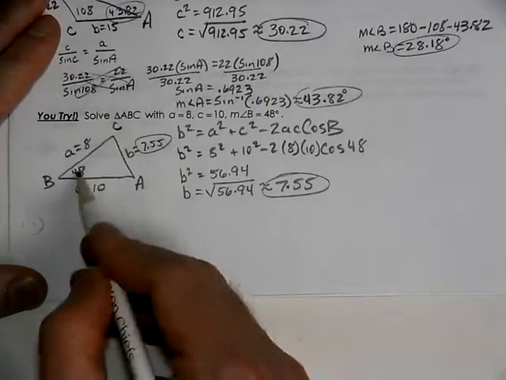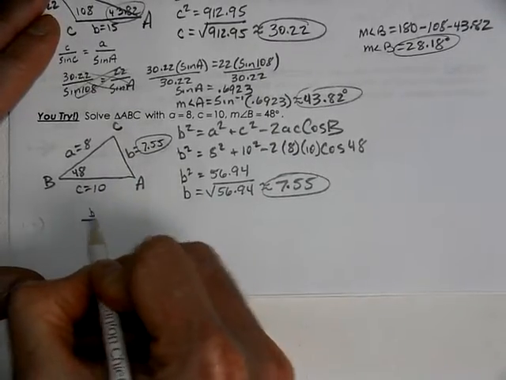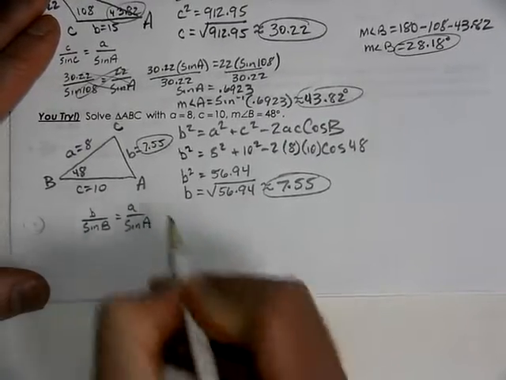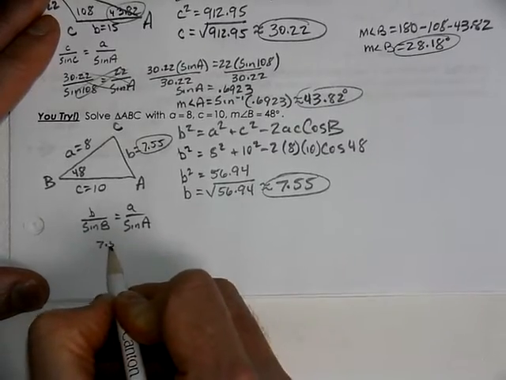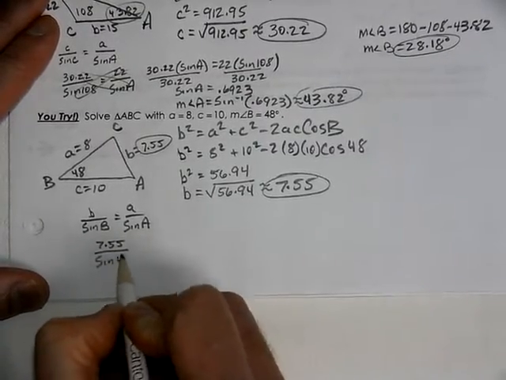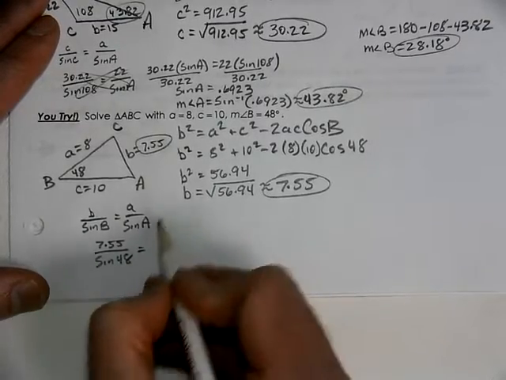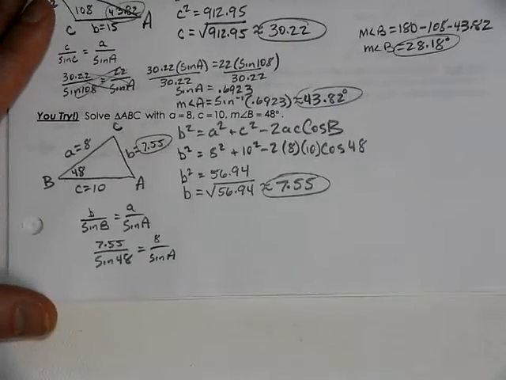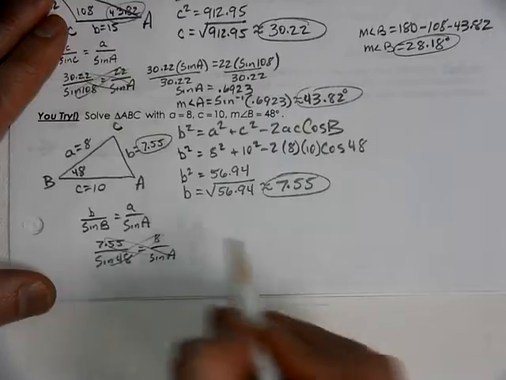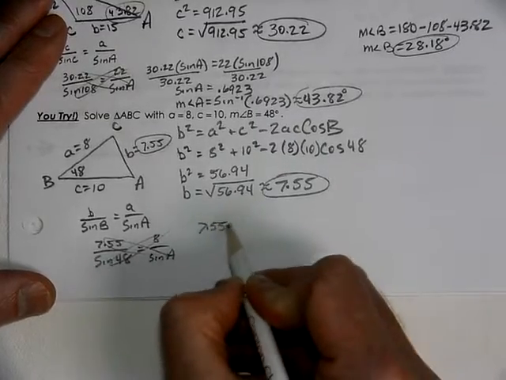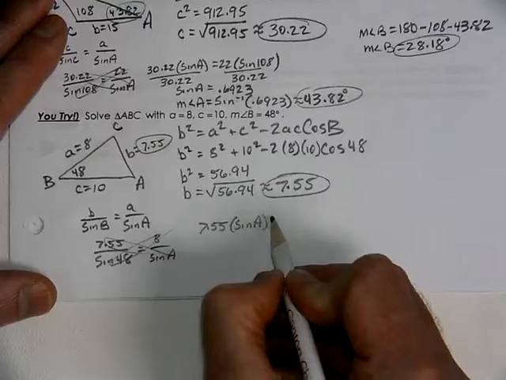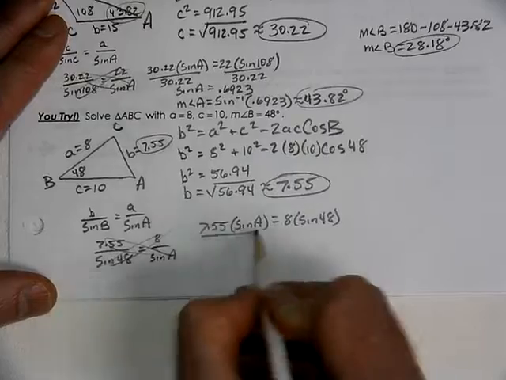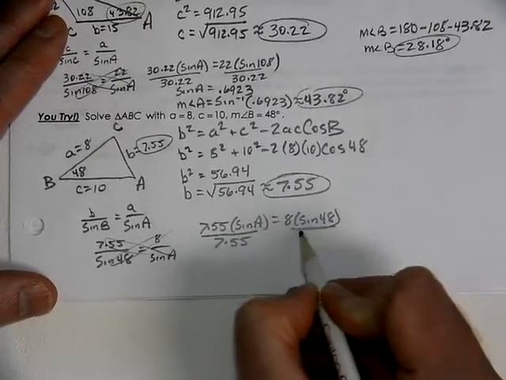So now we can use law of sines by thinking B over the sine of B equals A over the sine of A. So I have 7.55 over the sine of 48 equals 8 over the sine of A. We don't know what the sine of A is. So we're going to cross multiply. 7.55 times the sine of A is going to equal 8 times the sine of 48. And I'll be dividing by 7.55.